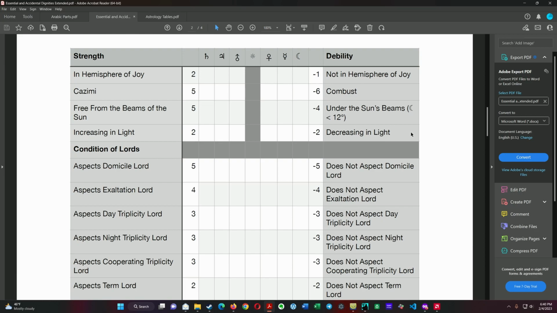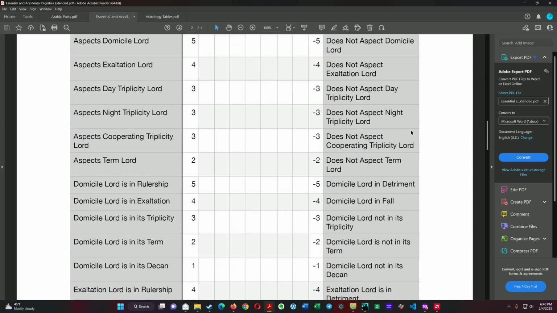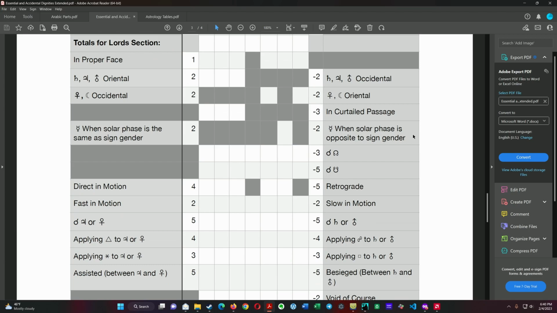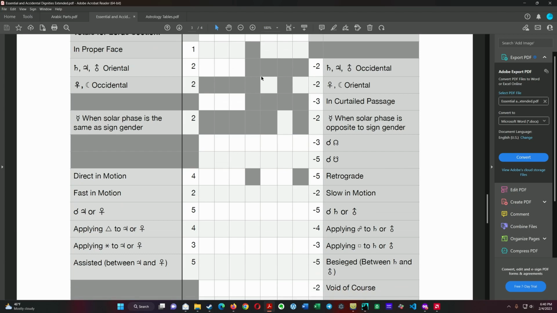Now, this next section is actually very complicated. In fact, I might skip it just for now. I want to do the rest of these accidentals before I go back to this section.